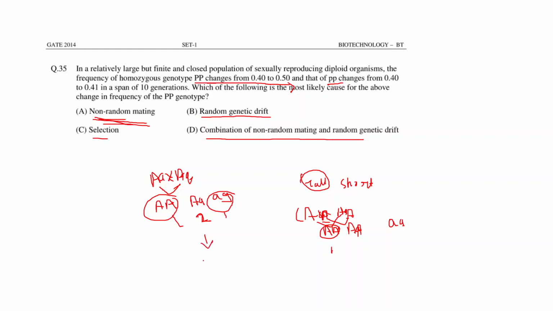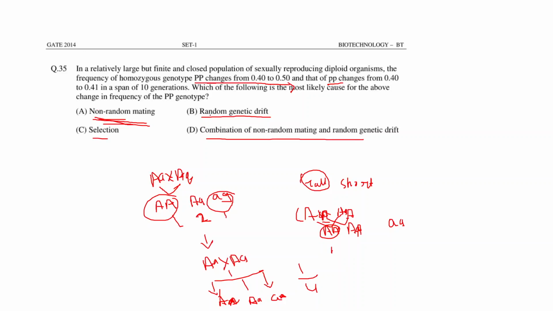In the next generation, when they mate again, half of the population will be heterozygous, and half of the population will be homozygous dominant and homozygous recessive. Then half of half, one fourth, will be the reduction rate of heterozygous. So this kind of scenario only affects the heterozygous population, not the homozygous population. So this won't be the correct answer.